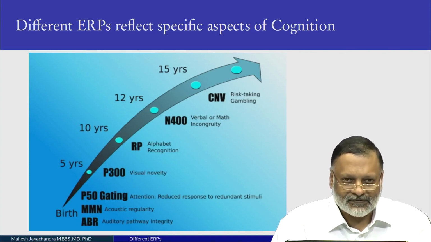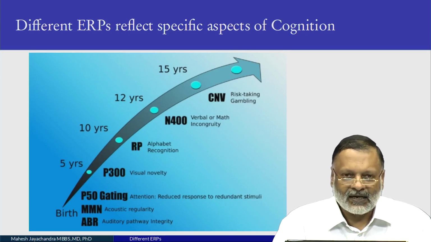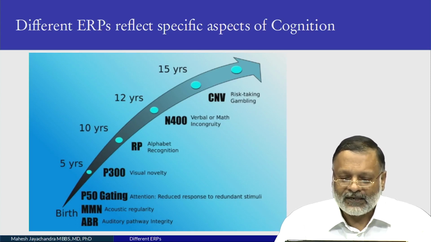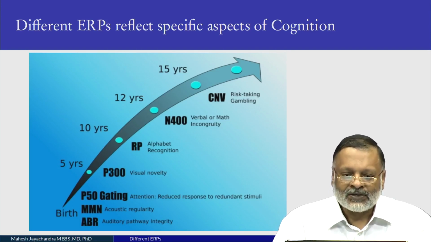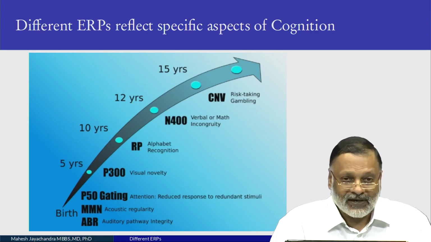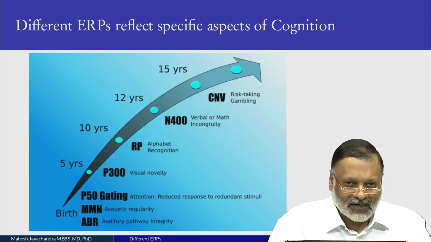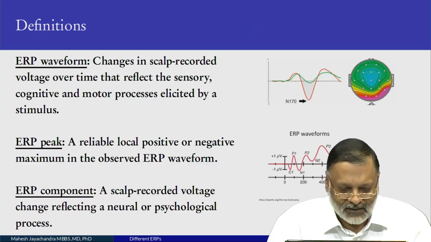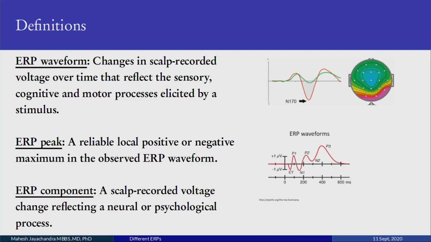Later, at around 15 years, you have the contingent negative variation, which is used to evaluate how much risk-taking a subject would indulge in. Okay? So putting all these things together, you could get a brain function index, which is what I'm working on in my lab at St. John's. So definitions. So just to reiterate, event-related potential waveforms.